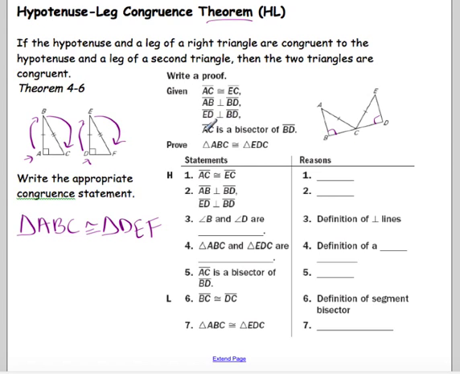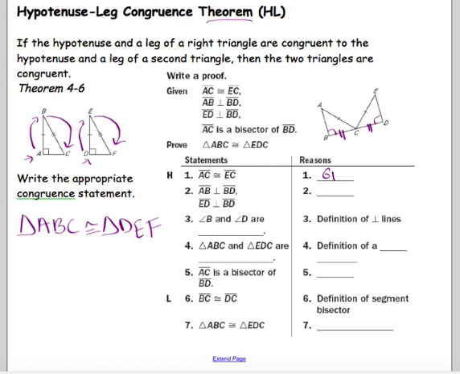Then they also gave me that AC is a bisector of BD. What this means is the segment AC cuts segment BD in half equally, meaning that from B to C will be the same as from C to D. So I can see in this picture how I'm going to be using hypotenuse leg to prove these triangles congruent. They both have the hypotenuse marked, and they both have a leg marked, and they both have right angles. So let's get to our proof here.